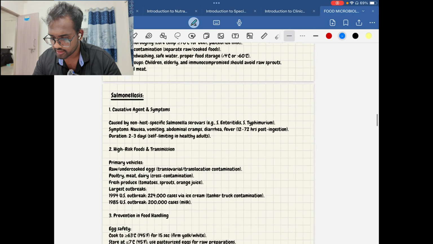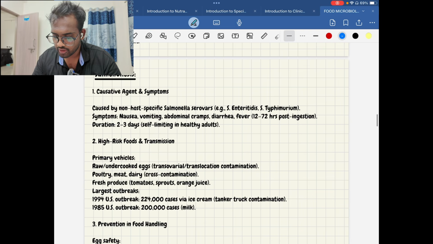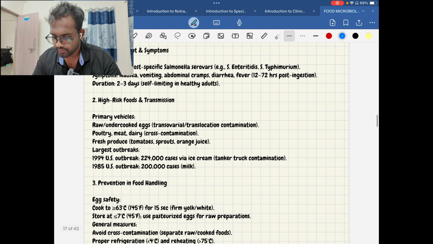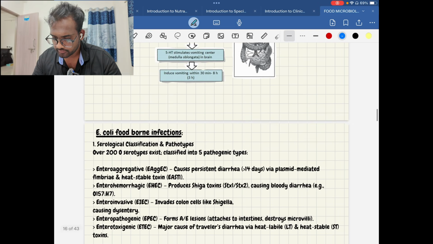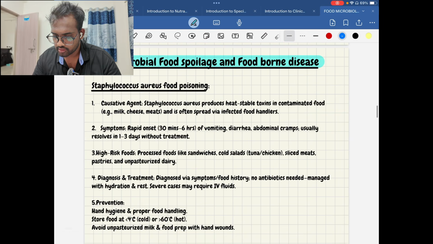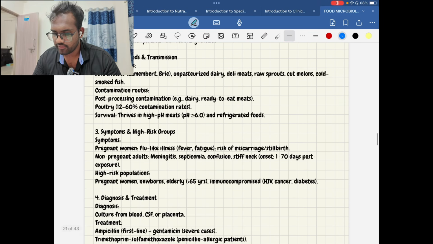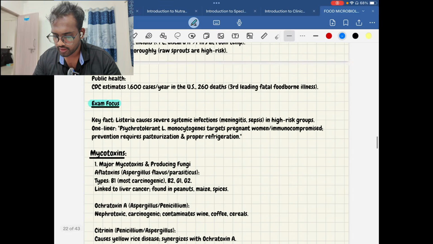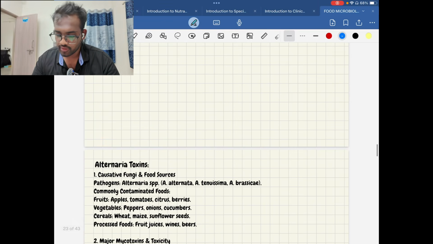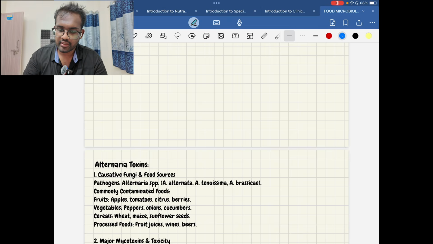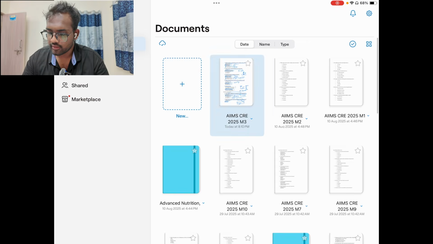cause. Okay, see here, you can see salmonellosis caused by Salmonella. E. coli food infection, Staphylococcus food poisoning. Everything I have mentioned here in detail. It's very short and very precise to understand. You can go through it once. It will be very easy for you to understand.